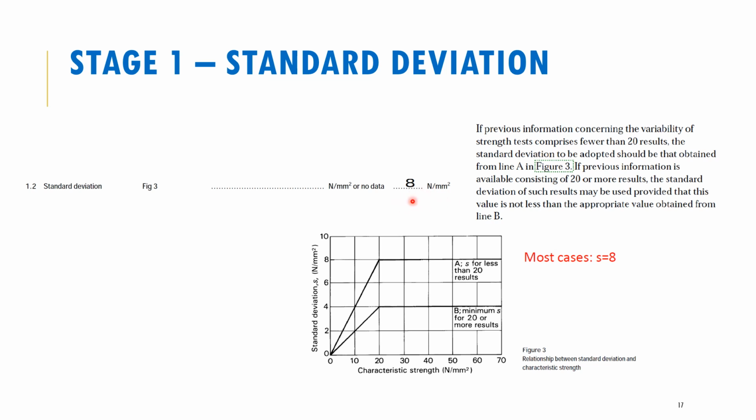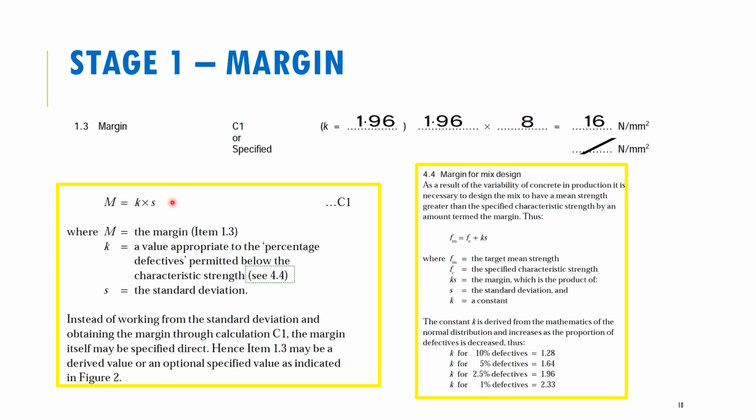So that's going to be my standard deviation. And this is going to be used to compute the mean strength across all the samples that I would take during the process of designing my mix. So standard deviation is 8. And that's step number 2 in stage number 1. Let's move on to step number 3.